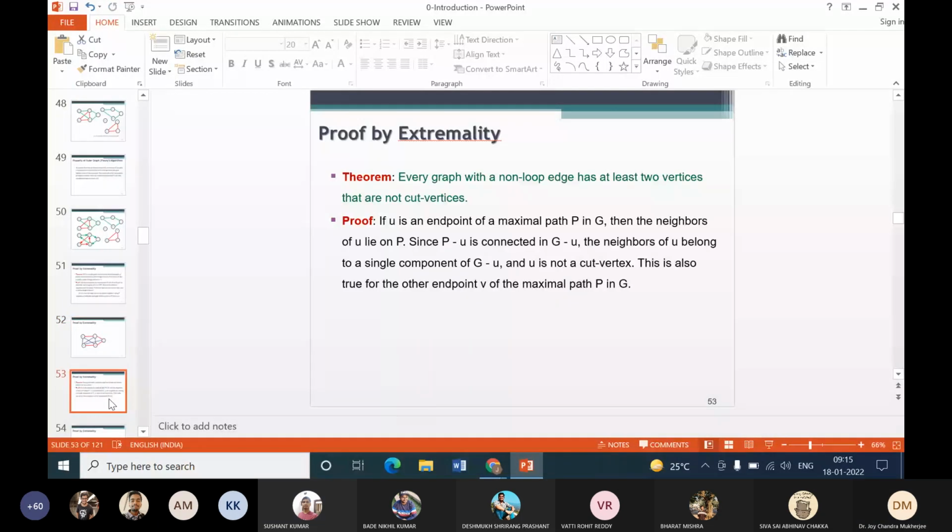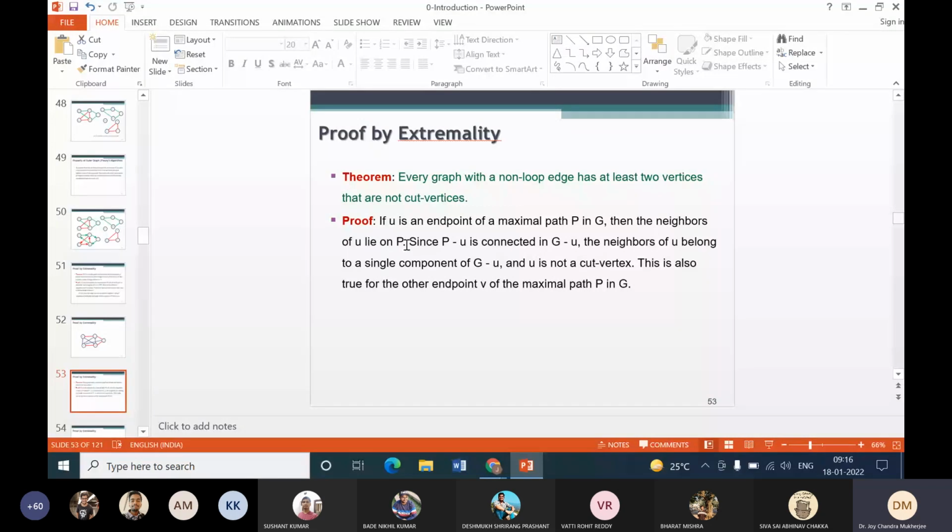Okay, sir. So every graph with a non-loop edge has at least 2 vertices that are not cut vertices. So in any simple graph, you will find at least 2 vertices which are not cut vertices. Again, it's very easy to prove. Since it is a graph, you have a maximal path P, and it has two endpoints U and V, and you know that the neighbors of U will always lie on P.